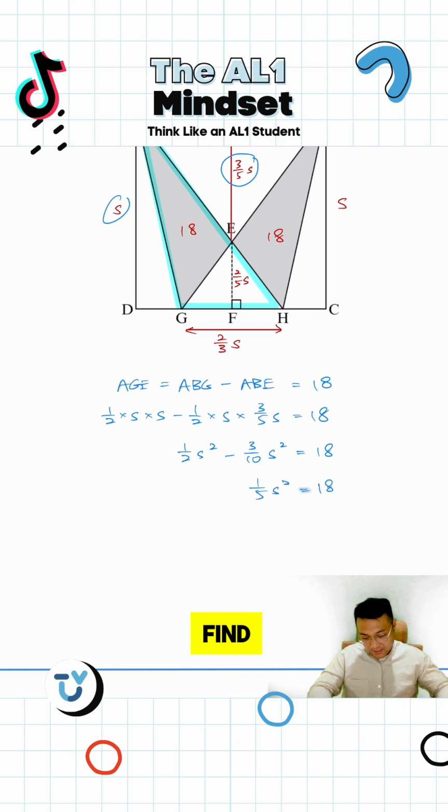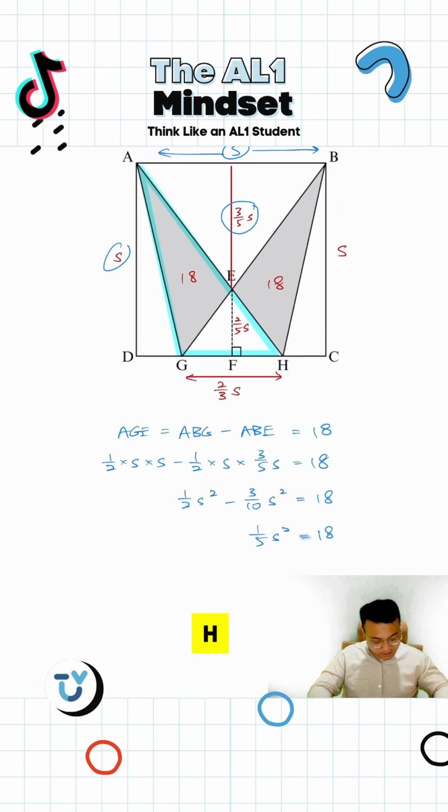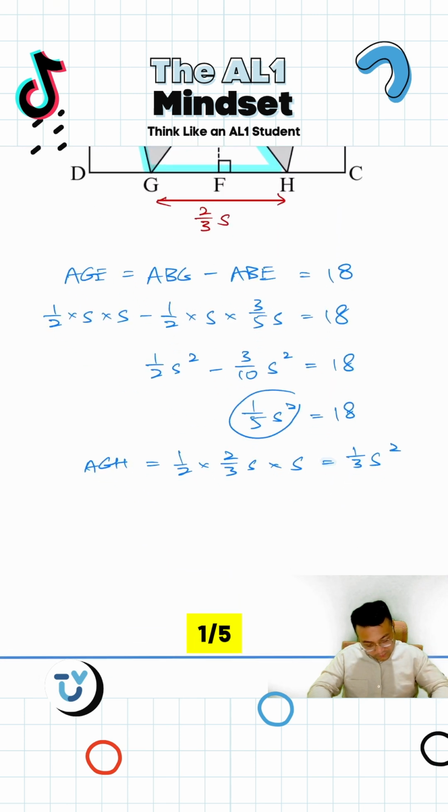And how do we find triangle AGH? So if you look at the blue triangle, triangle AGH equals to half times the base times the height, which is half times, oh, what is half times 2/3? 1/3. 1/3 S squared. So we already know that 1/5 S squared is 18. So what is 1/3 S squared?